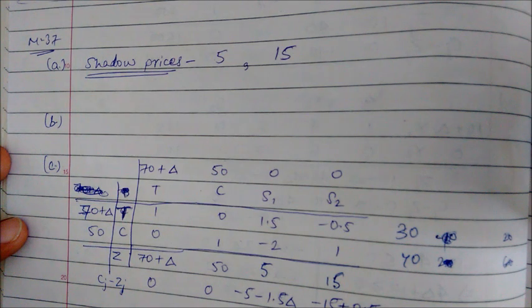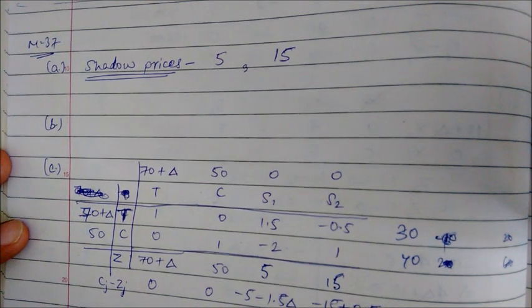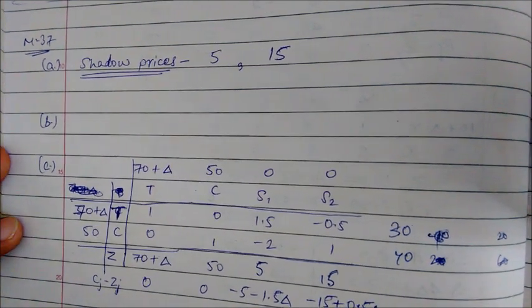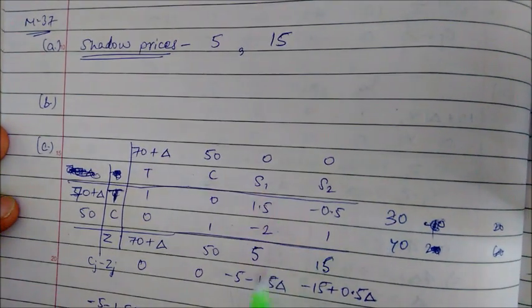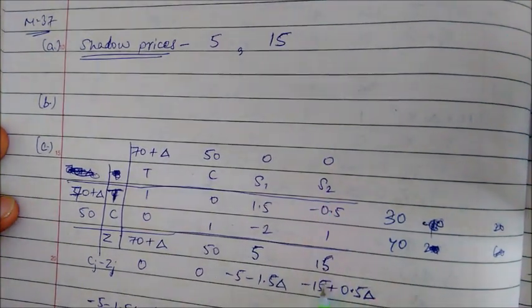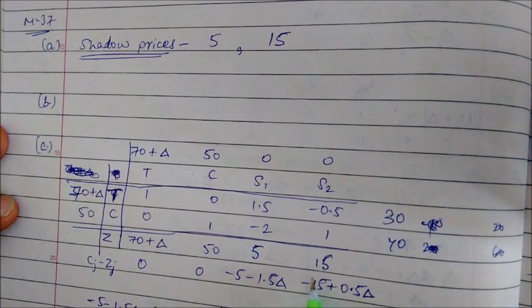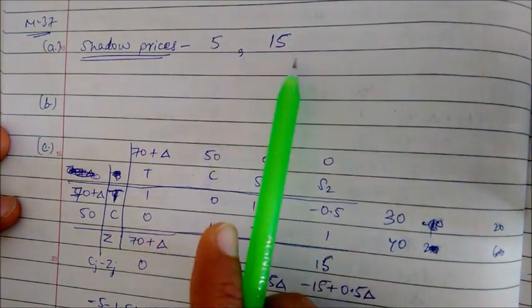So in this question, shadow prices will be the values in the Cj minus Zj row corresponding to S1 and S2. So in S1 the value should be 5, and S2 the value will be 15, negative of -5 and negative of -15, which comes out to be 5 and 15. That's why I have taken the shadow prices as 5 and 15 for the two constraints.